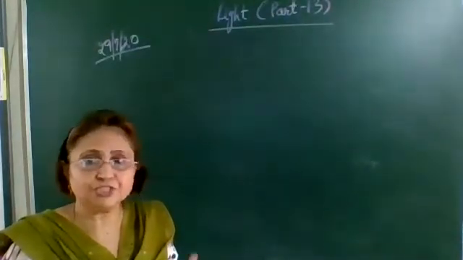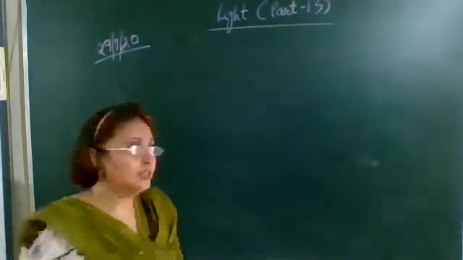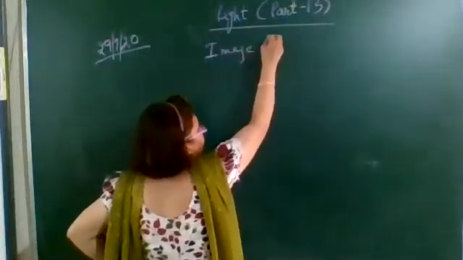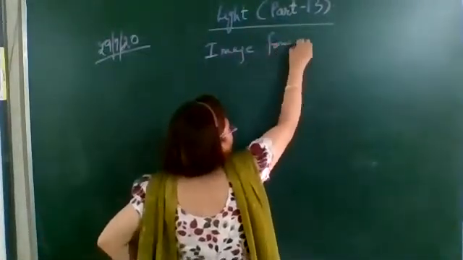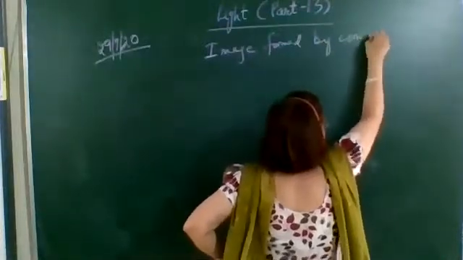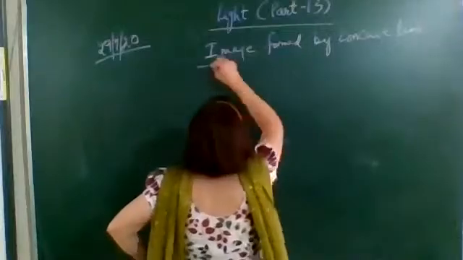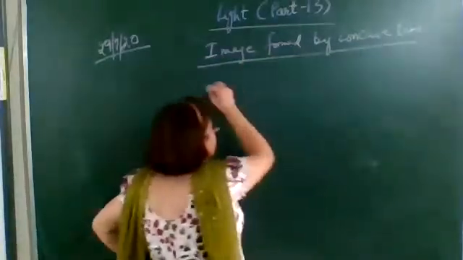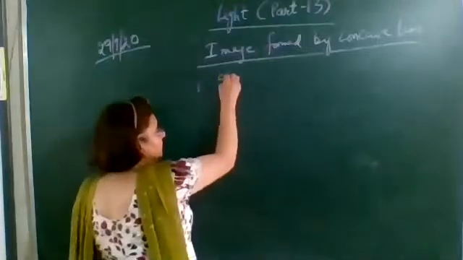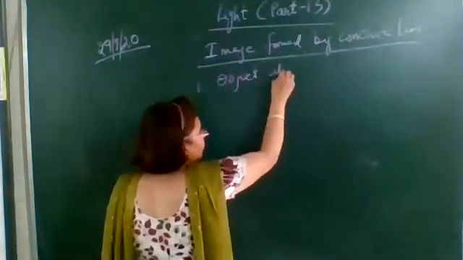The first position of the object is very, very far away, that is at infinity. So write down: image formed by a concave lens. The first object position: object at infinity. Object is very, very far away, that is at infinity.